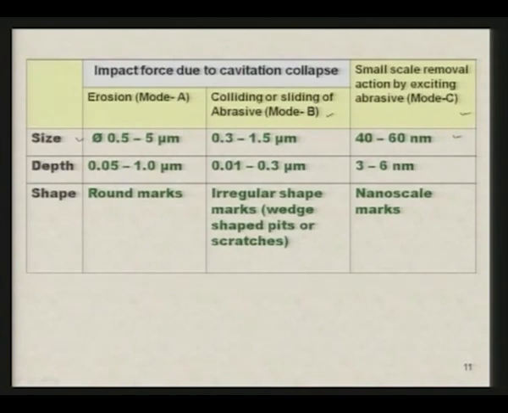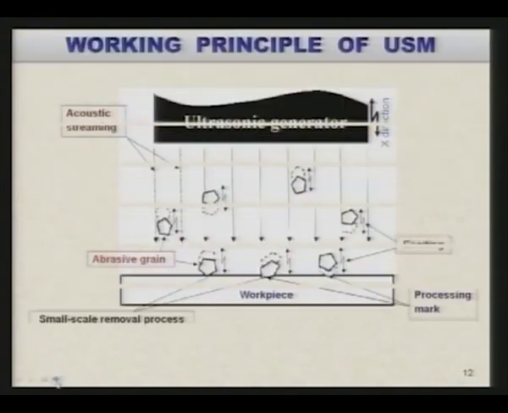to 60 nanometer. The depth to which abrasive particle is penetrating in mode A is 0.05 to 1 micrometer, in mode B 0.01 to 0.3 micrometer, and in mode C it is just 3 to 6 nanometer, which is very small. Shape, you normally get round marks in mode A. In case of mode B, irregular shape marks are obtained, and in case of C, nanoscale marks are obtained. Now this gives you a picture of the small scale removal process.